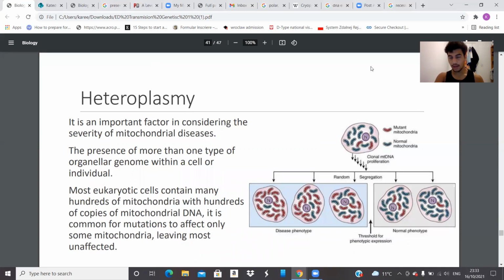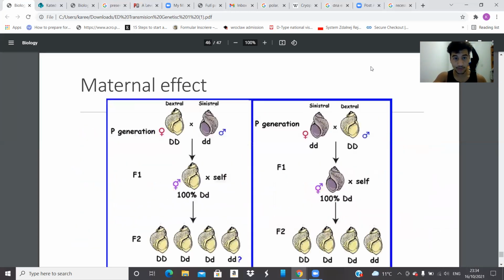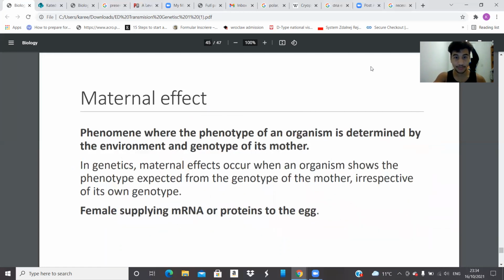If you have few enough dysfunctioning mitochondria, then you don't suffer, because you don't have as many dysfunctioning mitochondria. But if you pass a certain threshold of dysfunctional mitochondria, then you will suffer from mitochondrial diseases, affecting muscles and so on. These are all examples of mitochondrial disease. I'm not going to go over them.